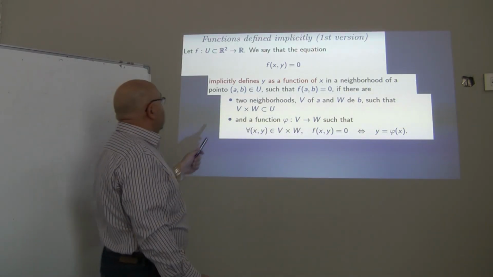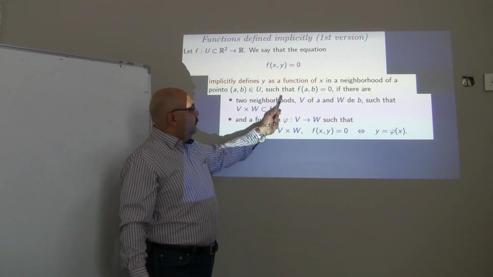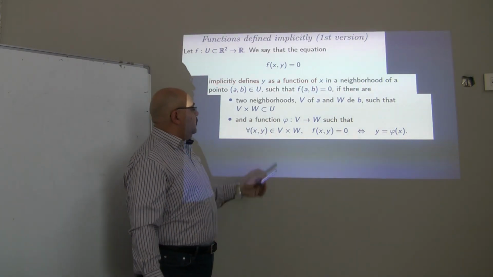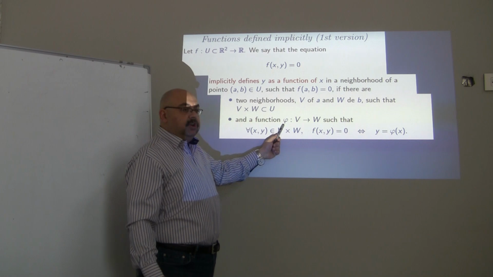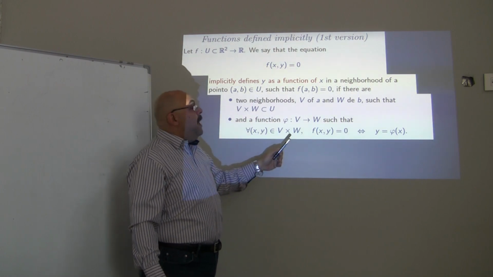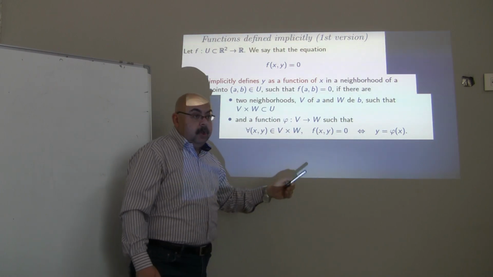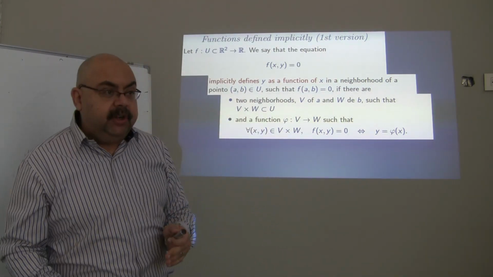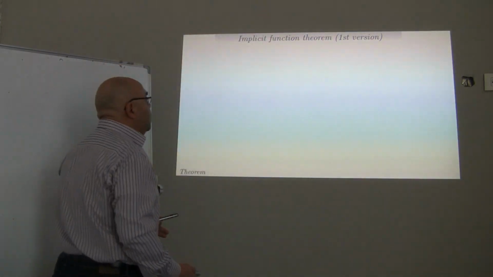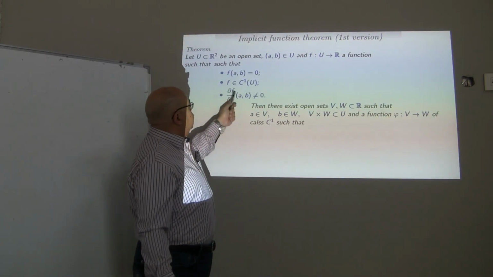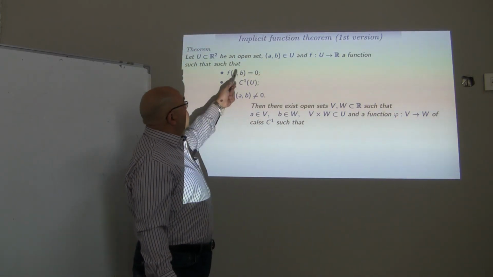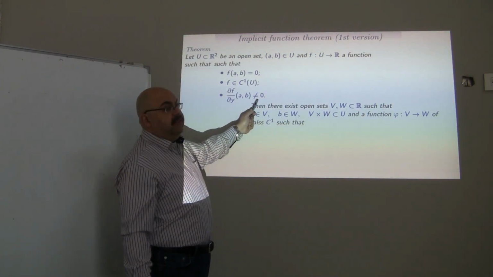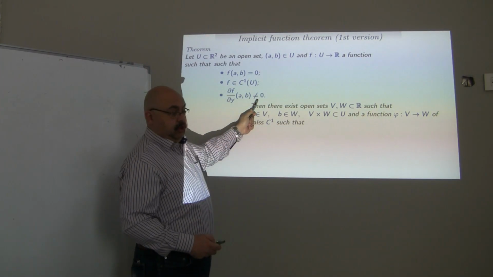Step number 2, we have two neighborhoods, V and W, regarding x and y. So we can take the cross product of them. This is the function phi, which maps V into W, which means phi of x is equal to y. So one of the variables is a function of the other variable. All of this is stated here: f is equal to 0, and the derivative of f with respect to y is never 0, because you will need it in the division.